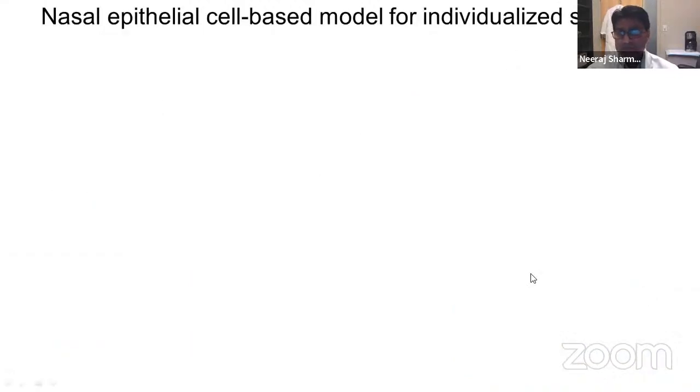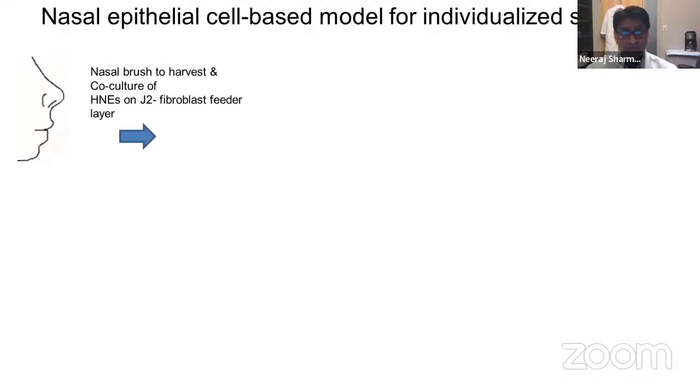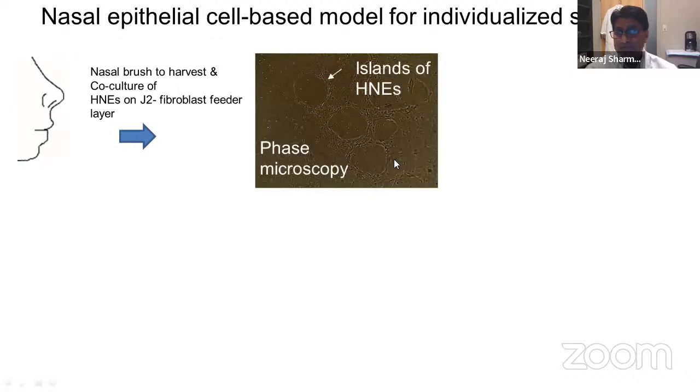The second model system that I have used is nasal epithelial cells, which is very important from an individualized studies point of view. What I do here is collect the nasal cells from individuals with CF and their parents. Nasal brushes are harvested and co-cultured. Here you can see that these HNEs come up as islands of cells on a mouse feeder layer of irradiated cells, which are 3T3 cells.